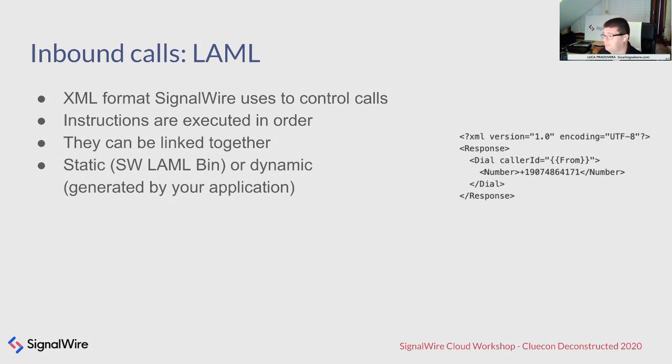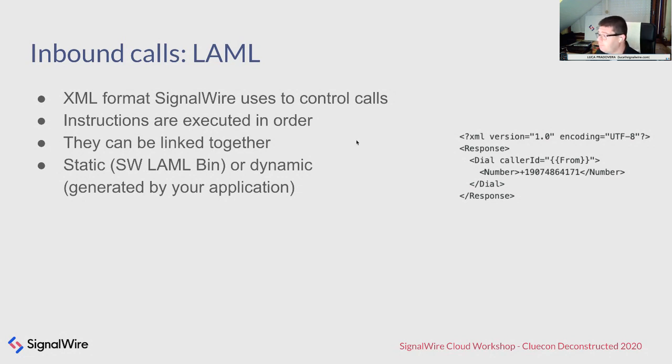It's worth saying that, generally speaking, your application should be generating the responses because they will usually be based on what your application needs to do, such as who's calling you, what time it is, what input they entered, etc. While you can also use LAML bins, which is a way of hosting static LAML directly on SignalWire, that will allow you to do simple flows, such as call forwarding, or reading back input, etc. It's very simple to work with.